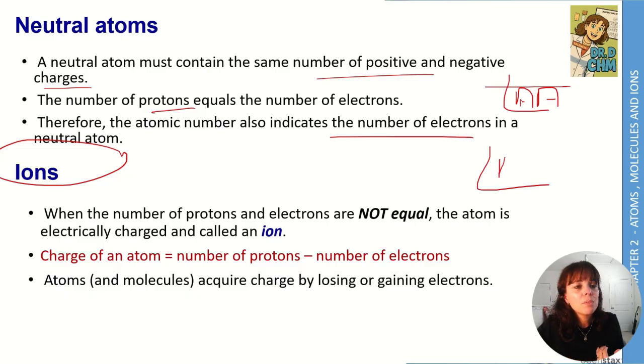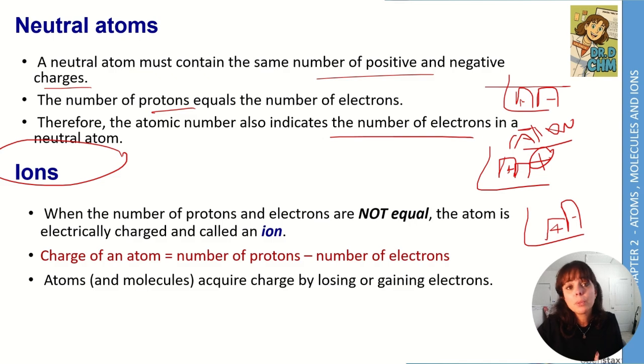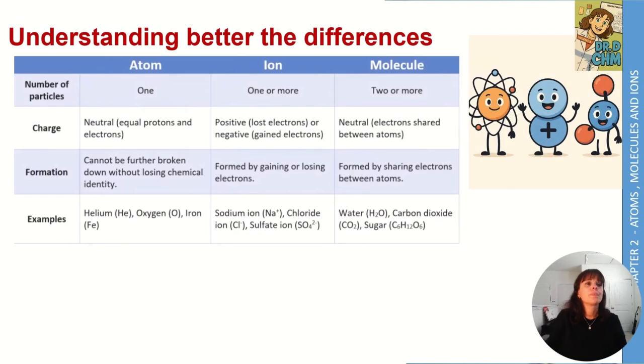So if I have lost electrons, now I have more positive charge, so I am a cation because I'm positive, right? If I gain electrons, I will have more electrons than protons, so it will be an ion with a negative charge. When you gain electrons, you have a negative charge, and when you lose electrons, you have a positive charge. So let's understand this difference better over here.